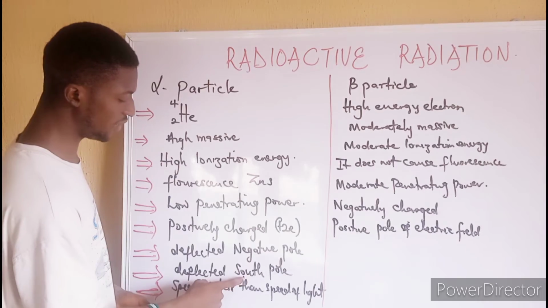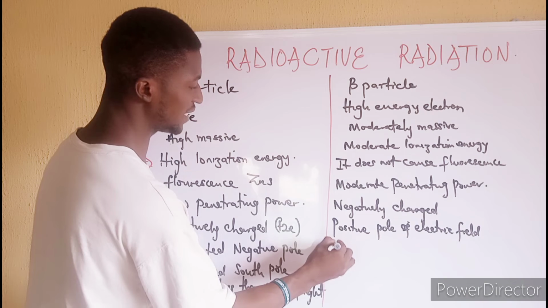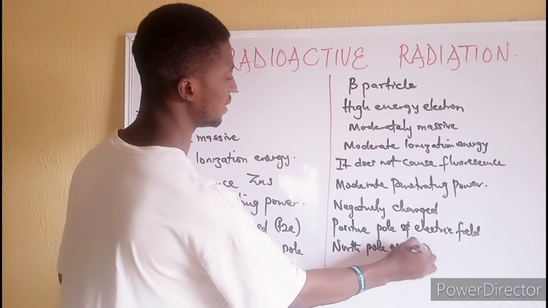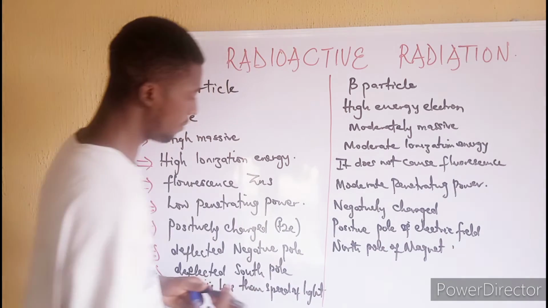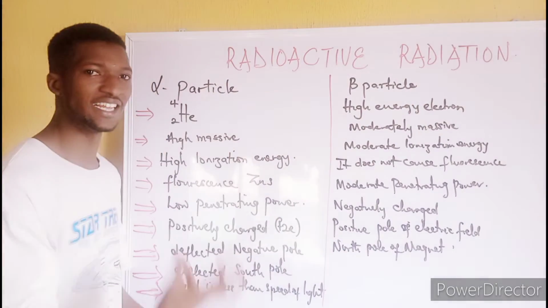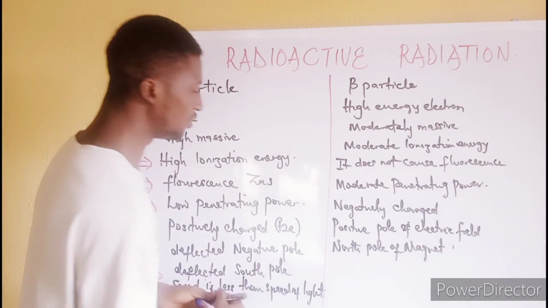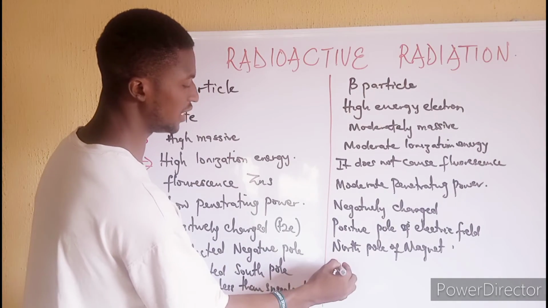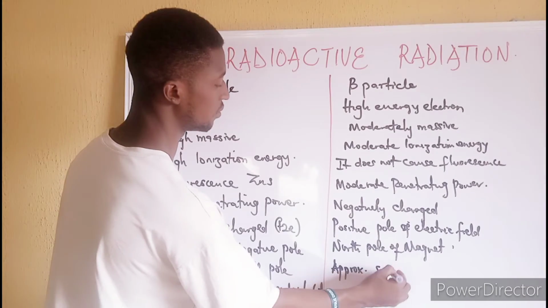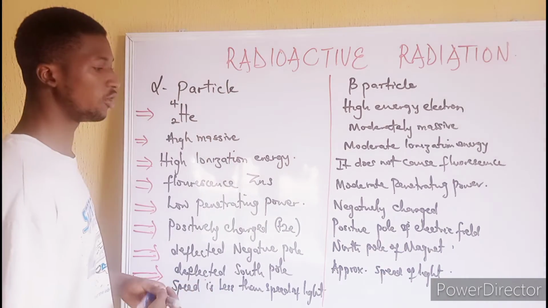Now we also talk about the deflection with the magnet. With respect to the magnetic field, it can be deflected by the north pole of a magnet. Let's consider the speed. Because this is a high energy electron that moves at a speed close to the speed of light, we say that it moves at approximately the speed of light.